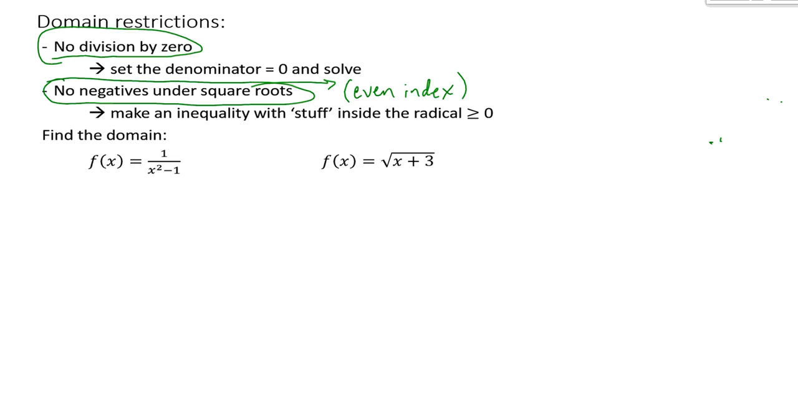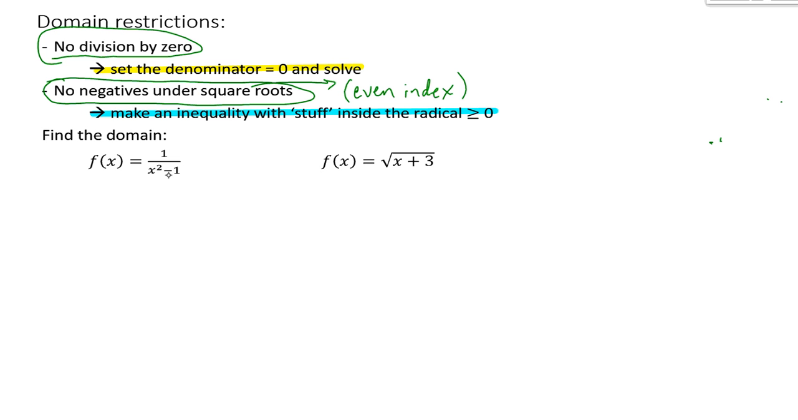So to find the domain for each of these, for no division by 0, you take any denominators that have a variable in them, set them equal to 0, and solve. Then for any negatives under the square root or even index root, you're going to make an inequality with whatever is underneath the radical greater than or equal to 0. If it's not underneath the radical, it doesn't matter.